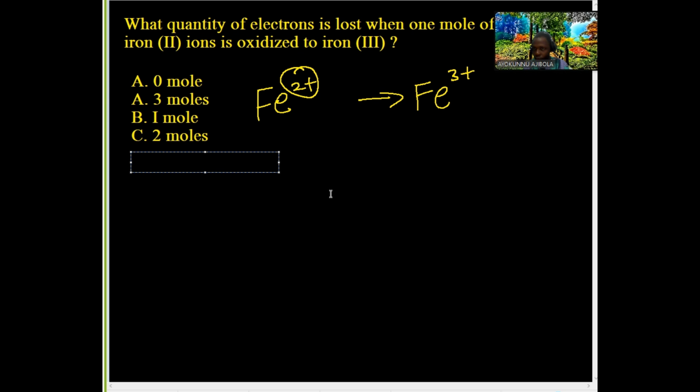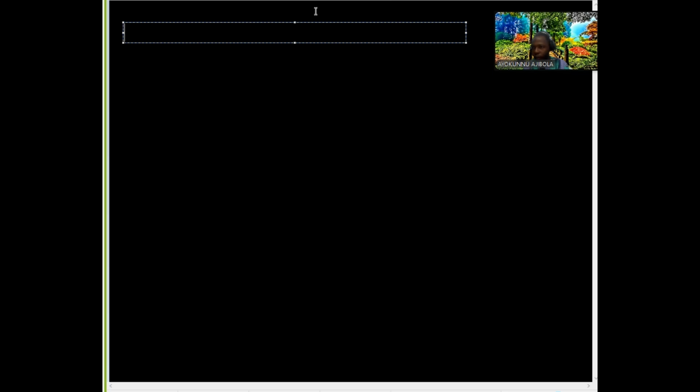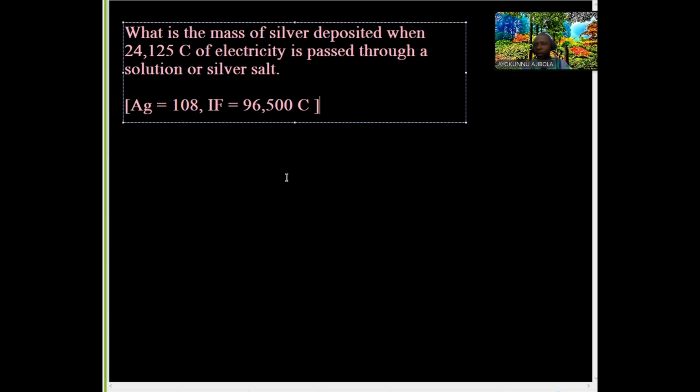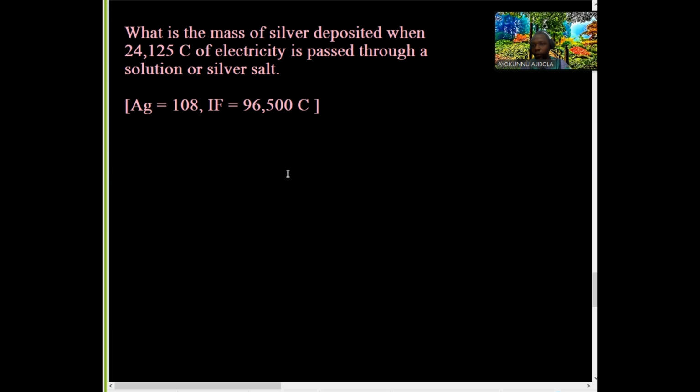What do you want to do now? So the next one says, what is the mass of silver deposited when this amount of electricity is passed through a solution of silver salt? Given 1 farad equals this, and the atomic mass of silver is 108. So let's look at this together.